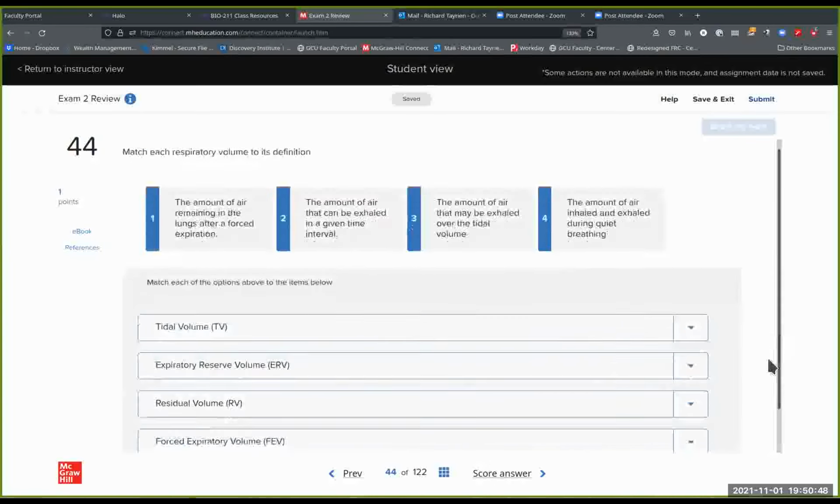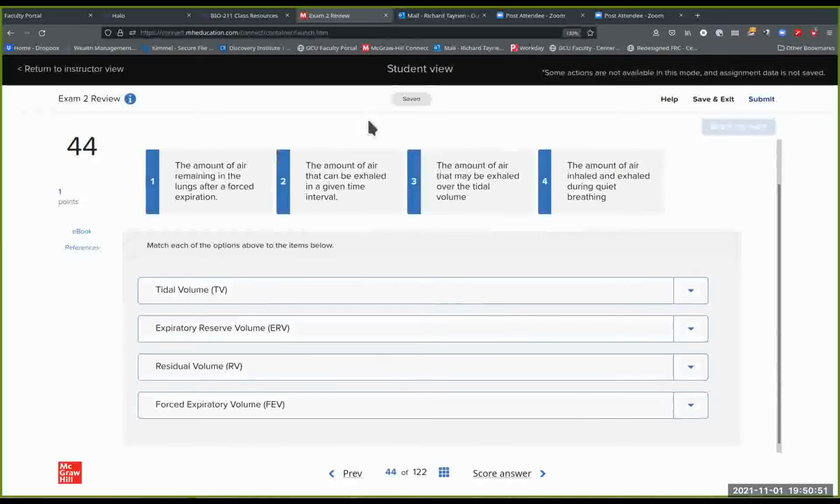Okay, one more time, since these are challenging. The amount of air remaining in the lungs after forced expiration. Residual volume. Mm-hmm. Good. The amount of air that can be exhaled in a given time interval. Let's read these others. The amount of air that can be exhaled over the tidal volume. And the amount of air inhaled and exhaled during quiet breathing. Which one is that? Tidal volume. Yep.